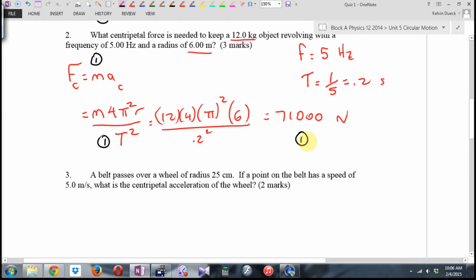If you plugged in 5 instead of 0.2, the best you can get is 2 out of 3. But that's, again, if you know the frequency, you know the period.